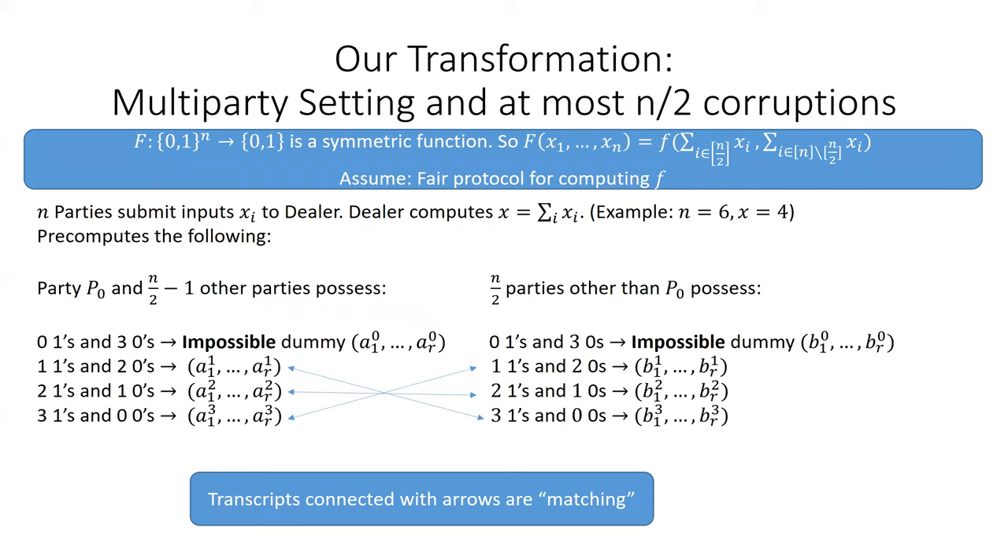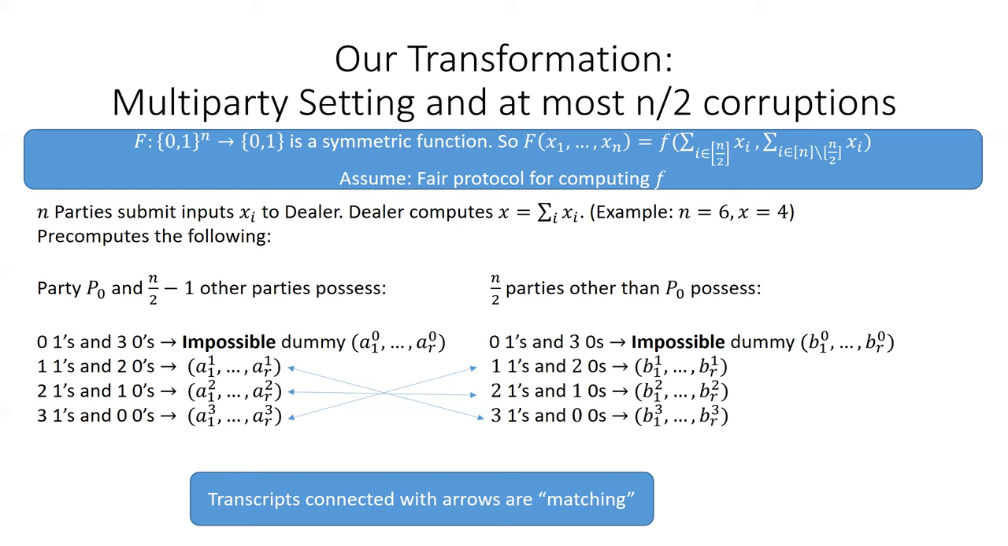So our transformation is going to overcome this exponential blow up, but only for the case where the function f is a symmetric function. So intuitively, in the case where f is a symmetric function, there are only going to be a small number of possibilities for inputs for the first and second party. The way the protocol will proceed in the dealer model is that the n parties are going to submit their inputs x_i to the dealer, and the dealer is going to compute the sum of all their inputs. The output of the function now depends only on this sum x. So for a running example, let's assume the number of parties is 6 and the sum of their inputs is 4.